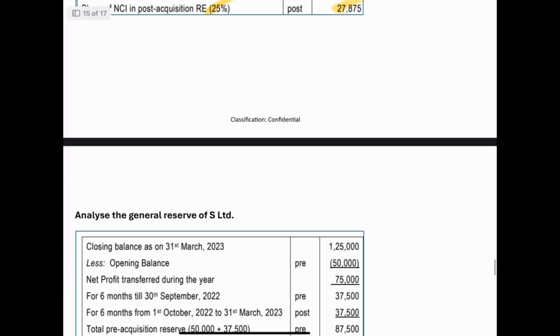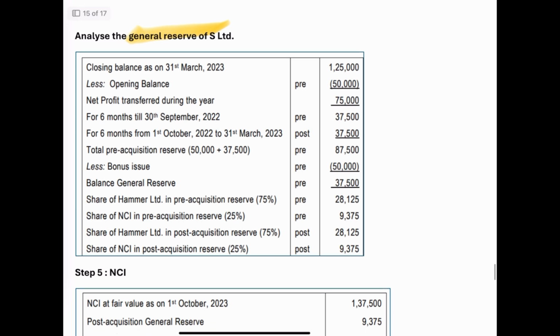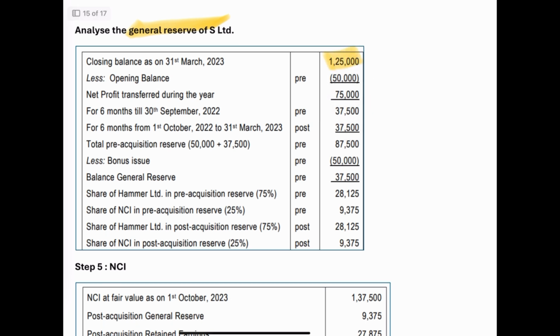Okay, then there is one more reserve, the general reserve. So here also we have to do a similar analysis. We'll have to calculate how much of the general reserve relates to pre and post acquisition, and then further allocate to the share of H Limited and the share of NCI. The general reserve is given as 125,000 at closing and 50,000 at opening, which means the net transfer done during the year is 75,000. So the 75,000 we can assume 50% in the first half and 50% in the second half.